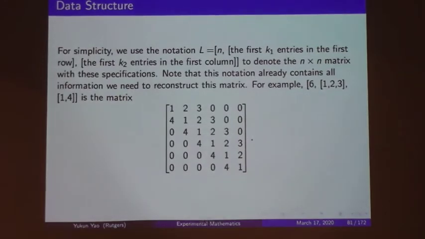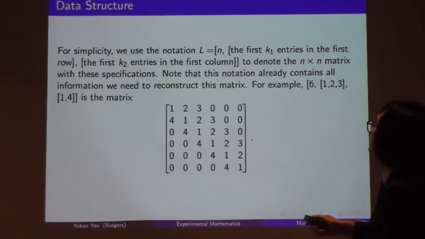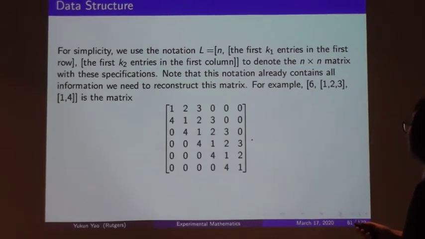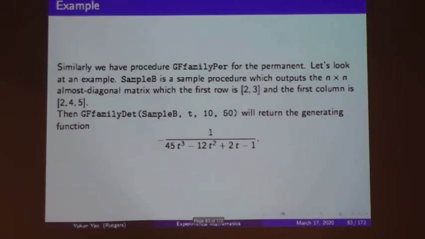So here is our data structure. We have a list of 3 elements. The first one is the dimension. The second one is the non-zero elements in the first row. The third one is the non-zero elements in the first column. So we have our procedure. This one is to calculate the generating function for the determinant. So this is the example: the first row is 2, 3, and the first column is 2, 4, 5.